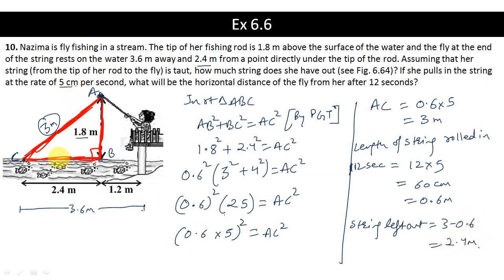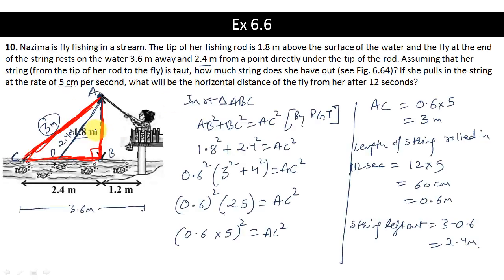So now the string which is out is this. Suppose this point is D. This is 2.4 meter. Because if she starts rolling, this fly will move from C to point D, then to point B, and then from point B it will start lifting. So if 3 meter of string was initially out and she has rolled in 0.6 meter, so the length of string which is still out is 2.4 meter. Now you can find the length of BD using Pythagoras theorem.